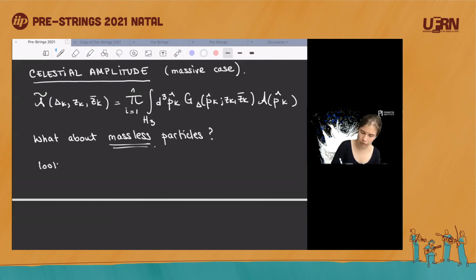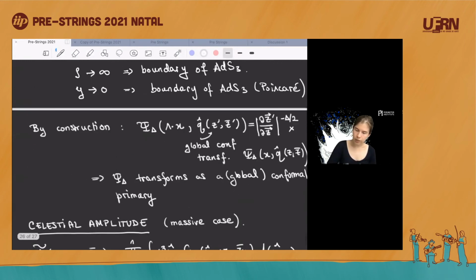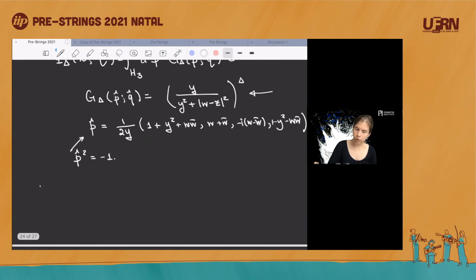So we can look at these p hats of y, w, and w bar. Oh, sorry, actually I called them w and w bar. It doesn't matter too much, but let me just be consistent. And we see, so let me see, we see that if we take, actually, we can define P as M times P hat, which has the property that P squared is equal to minus M squared.